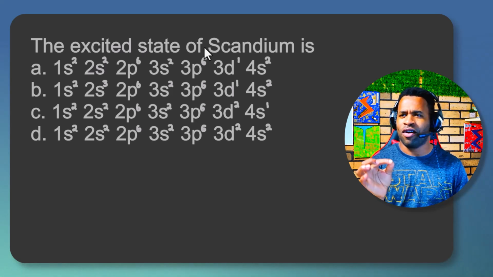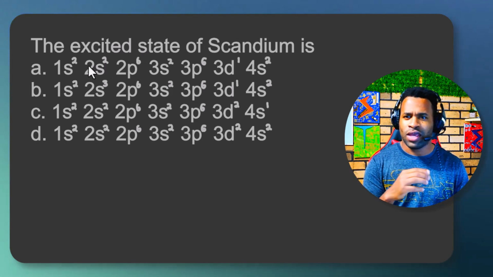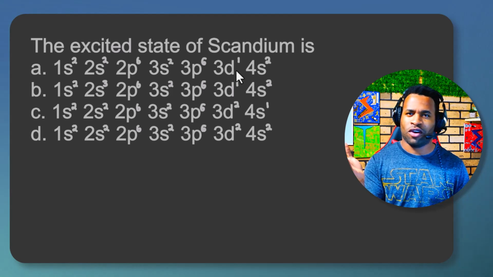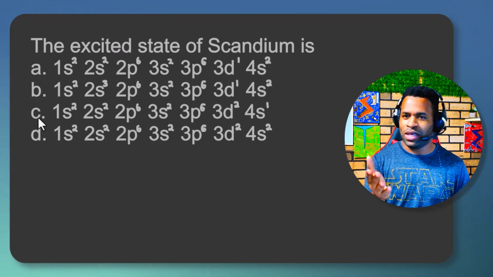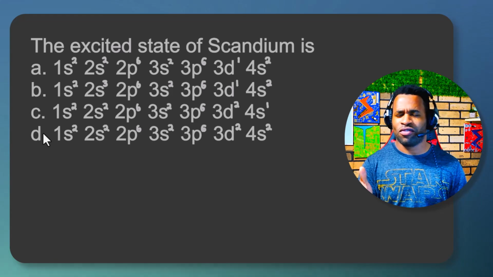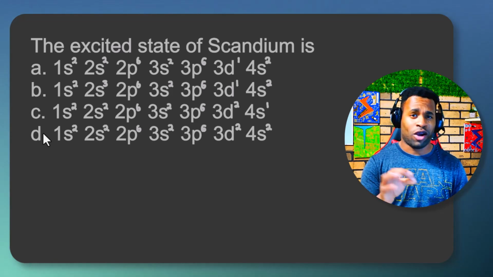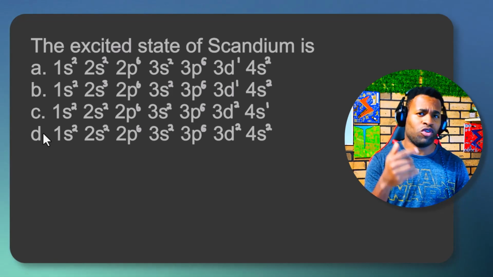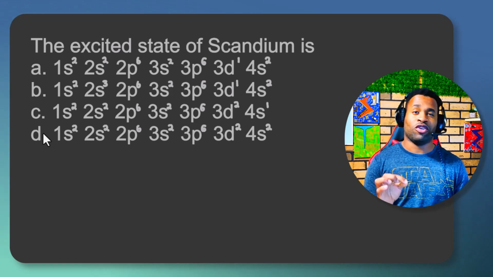The excited state of scandium is what? We have these particular electronic configurations A, B, C, D, and you might be asking yourself which one it is. Now there are a couple of key steps that you need to remember to accomplish this.